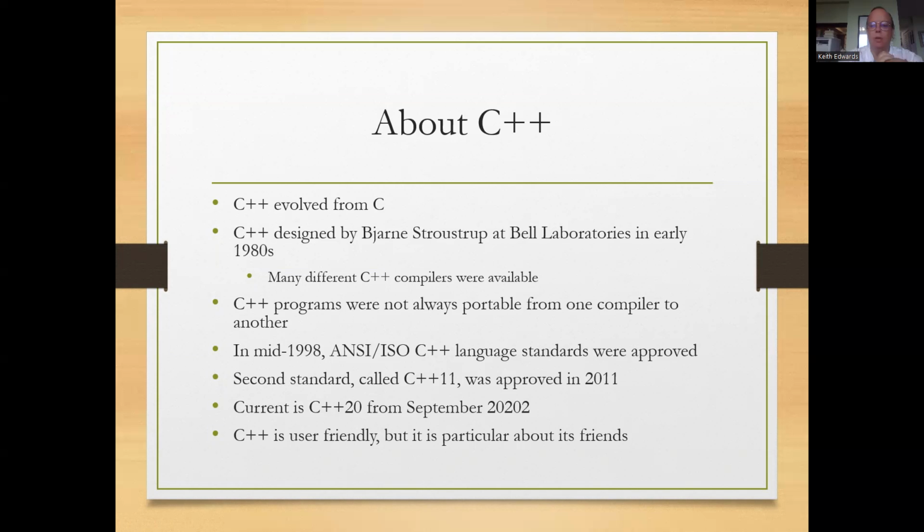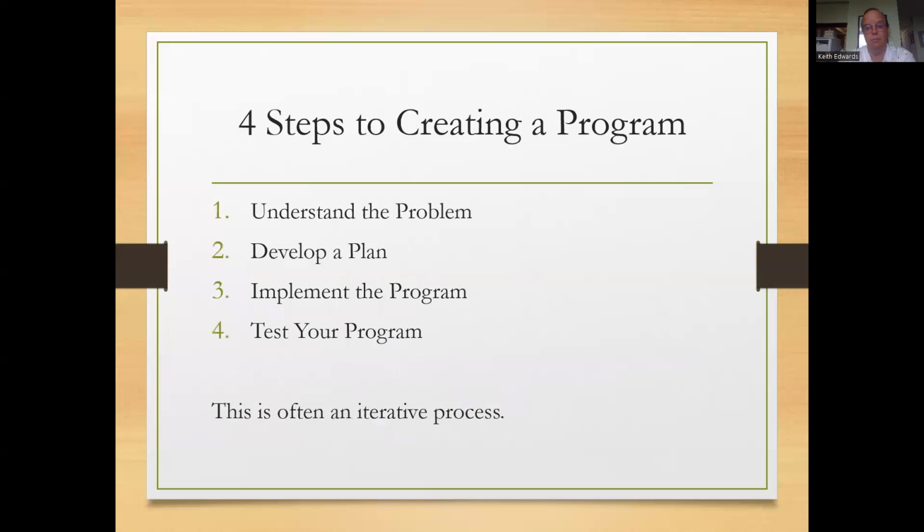We've gotten better at portability. There are still some strange things between different versions and different compilers, so it's not 100%, but we've gotten better at making them portable from one compiler to another. And in mid-1998, the ANSI/ISO C++ language standards were approved. The second standard, called C++11, was approved in 2011, and the current is C++20, which came from September 2020. C++ is user-friendly, but people are fond of saying it's very particular about who it makes friends with.